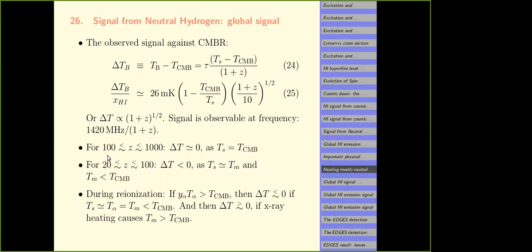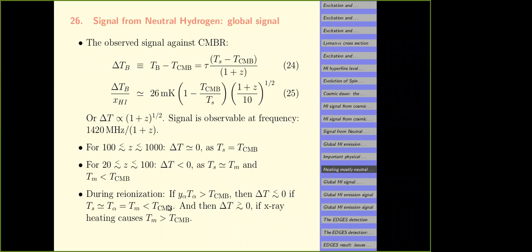So for the range of redshift between 100 and 1000, delta T is roughly 0 because T_CMB and T_S are the same. If they are the same, the signal goes to 0. That is very clear from equation 25. Between roughly redshift of 20 and 100, and these are the typical numbers, which are not entirely correct, I mean, I'll show you an exact figure, delta T is not 0 because during that period, T_S is equal to matter temperature, and matter temperature is less than CMB temperature. So you should see this in absorption.